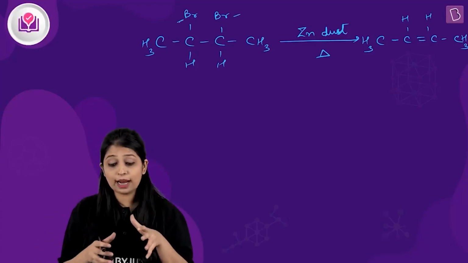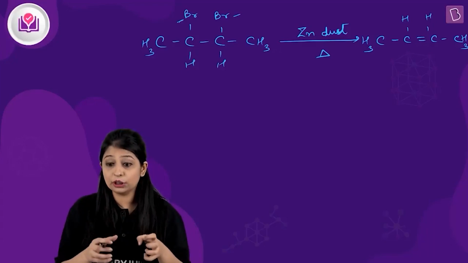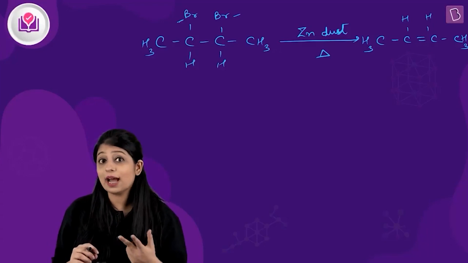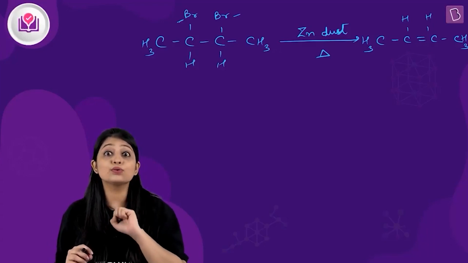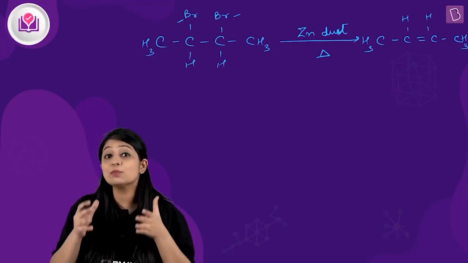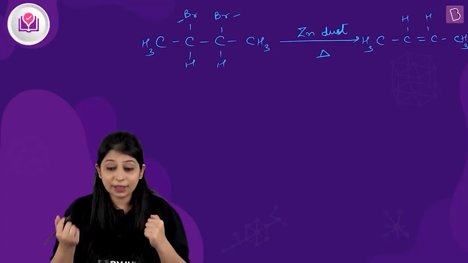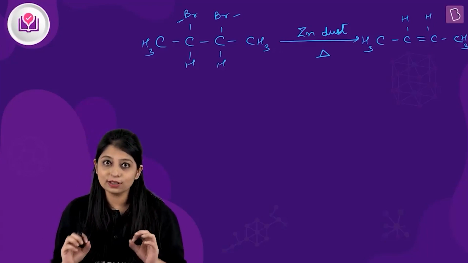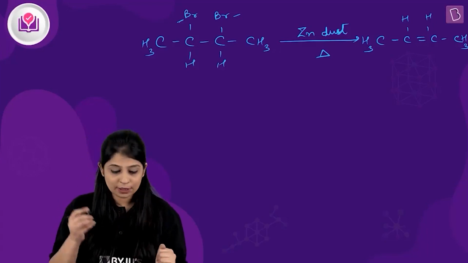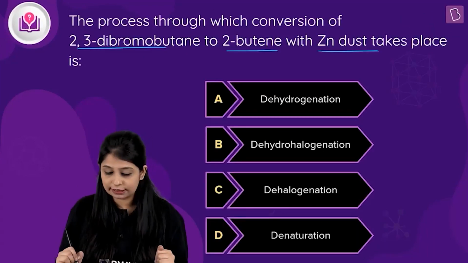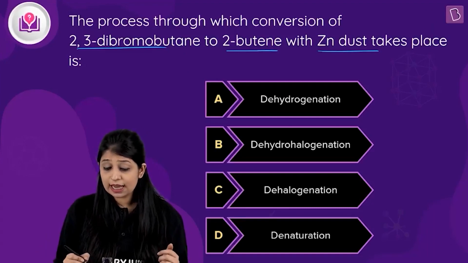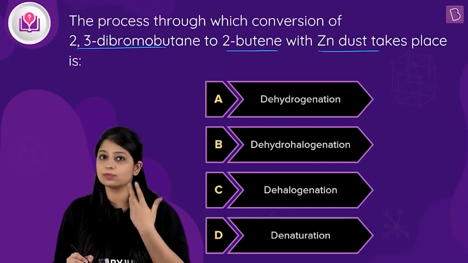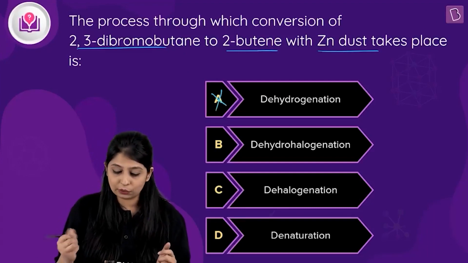So we have 2 bromine atoms on the reactant side in the molecule. However, on the product side, we do not have these 2 bromine atoms. We have a double bond between those 2 carbon atoms on which these 2 bromine atoms were there, right? So what is happening? We are removing the halogen, which is bromine here, right? So if we look at the options here, this is dehydrogenation. Dehydrogenation means removal of hydrogen. Obviously, we are not removing hydrogen.